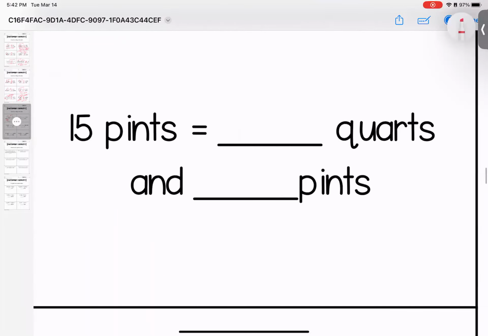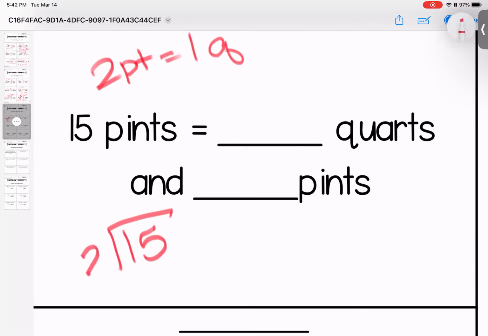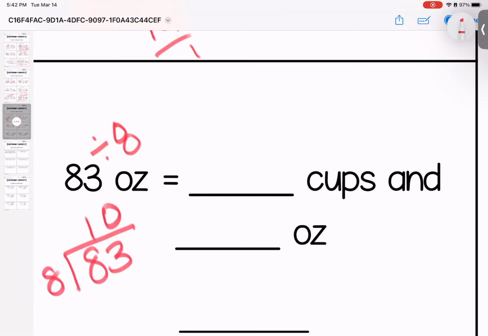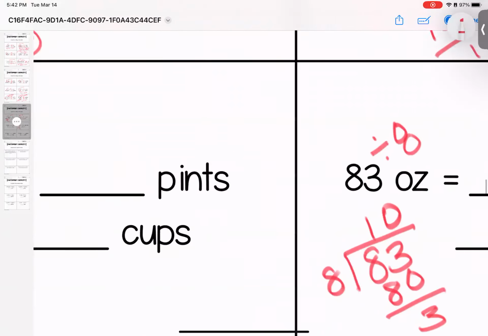Over here, we're doing pints to quarts and pints. 2 pints equals 1 quart. So let's divide. 15 divided by 2 gives me 7 with a remainder of 1. So I would have 7 quarts. And then my original stays as is, 1 pint. Coming down here, ounces, we're going to divide by 8. So if we do 83 divided by 8, it's going to go in 10 times with a remainder of 3. So I could get 10 cups and 3 ounces left over.